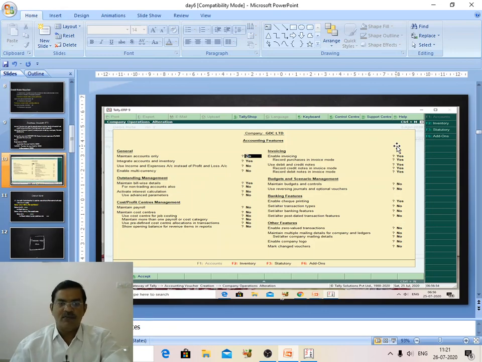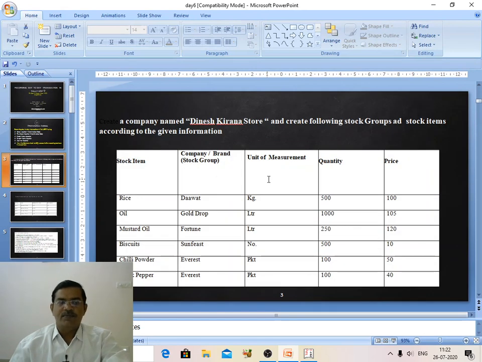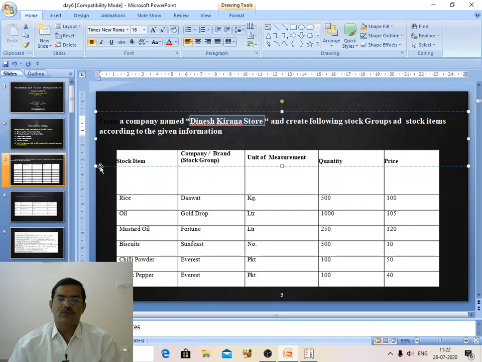Now I begin with how we can post the transaction in Tally ERP 9. I will show you within a few minutes how we show this transaction. First, we need to create one company in the name of Dinesh Kirana Stores. I need to open the Dinesh Kirana Stores company.